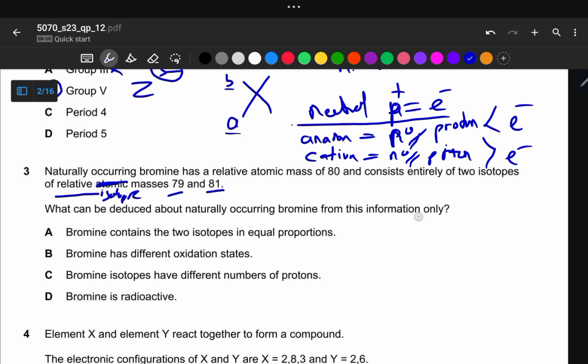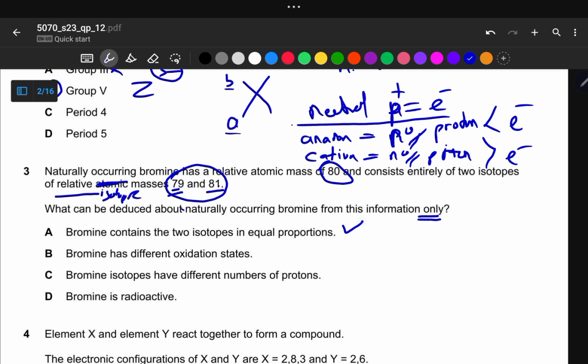So we can continue by reading the question, which says what can be deduced about naturally occurring bromine from this information only. So we need to highlight this word only. So we are going to use this given information only, right? The relative isotopic masses and the relative atomic masses, right? So the first option says bromine contains 2 isotopes in equal proportion, right? So we've got 2 isotopes, one with relative isotopic mass of 79 and the other with relative isotopic mass of 81, right? So this is very correct.